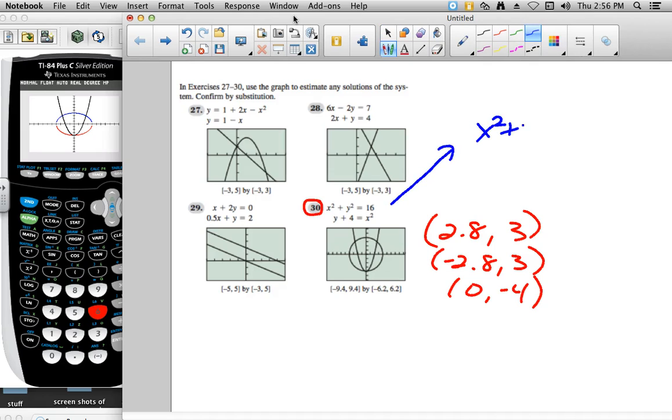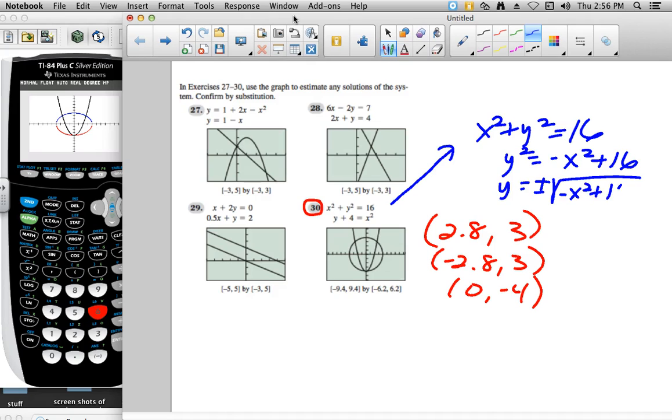So with x squared plus y squared equals 16, we would subtract an x squared from both sides. And then we would take the square root, which means we're going to have a positive and a negative square root of negative x squared plus 16. So it actually takes y sub 1 and y sub 2 to get that into the calculator, because you could have y sub 1 be a positive square root of negative x squared plus 16, and then y sub 2 equal negative square root of negative x squared plus 16.